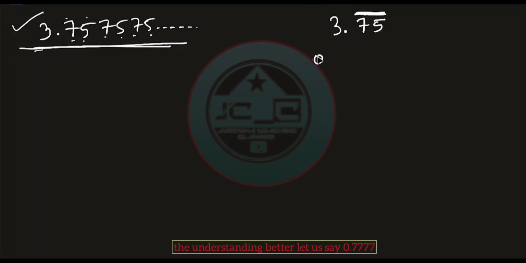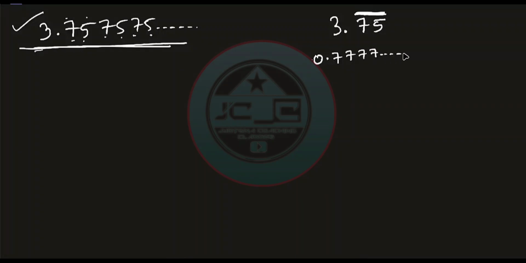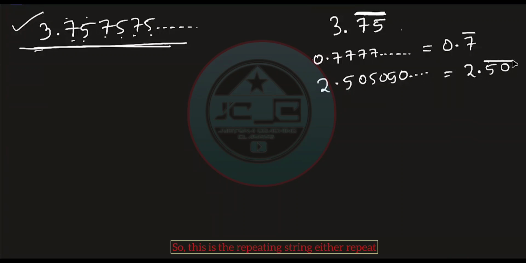Let's say 0.7777. The ellipsis points, the continuous points, should be replaced by this bar. So it could be written as 0.7 bar. Clear? Let's say 2.505050, right? This could be written as 2.50 bar. So this is the repeating string. It repeats, so we put a bar on it, right?